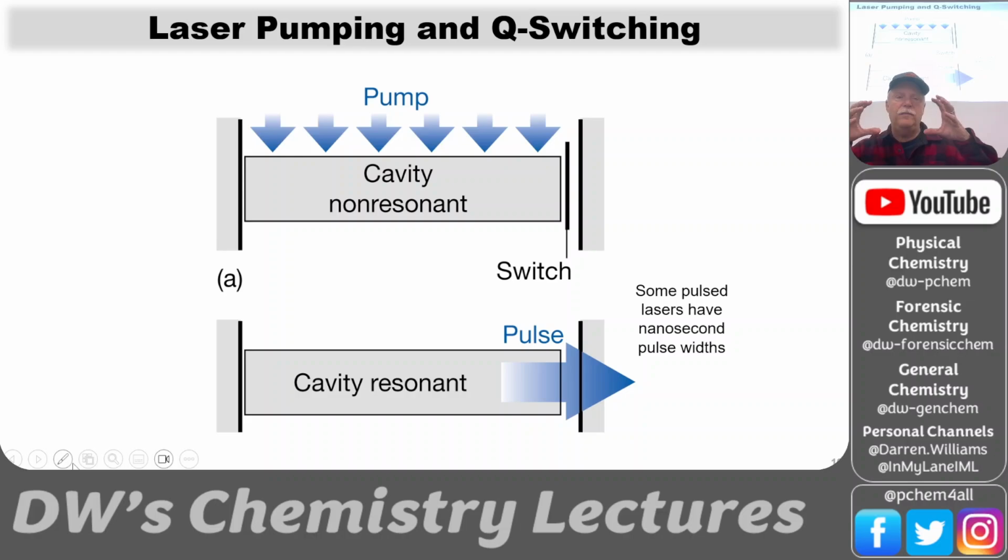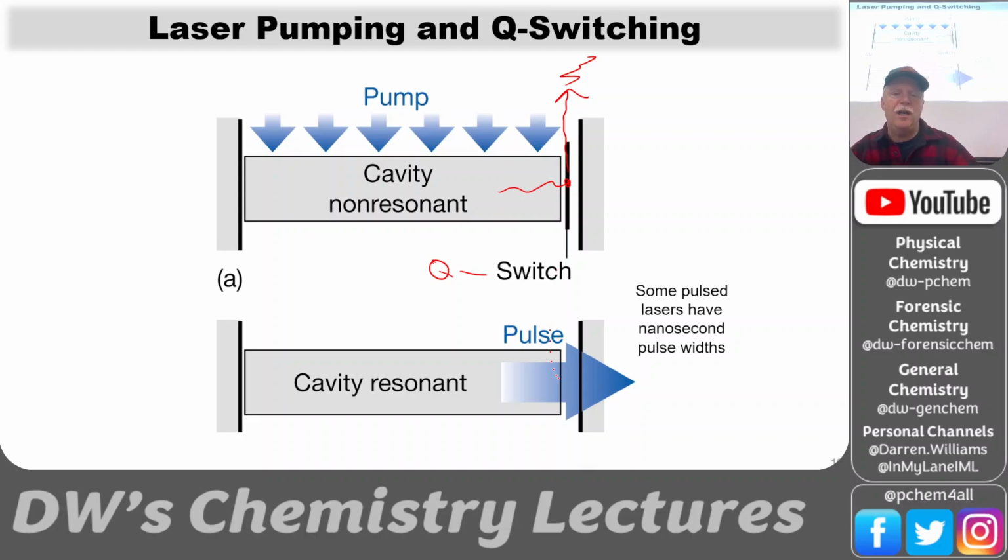Now we can store up that light and get our population inversion and control when the light can come out if we destroy the resonance of the cavity with this thing called a Q switch. The Q of the laser cavity is a term for the resonance. And so we can switch the Q on and off. If we turn the resonance off, the photons that are emitted here are absorbed or redirected or bounced out of the cavity by the Q switch.